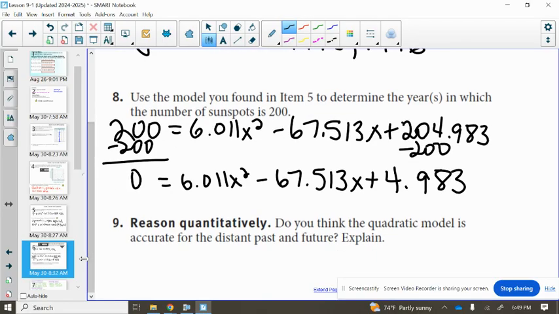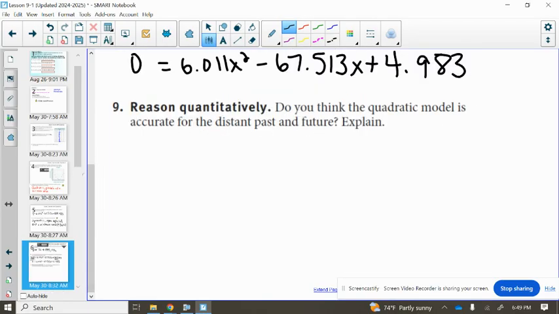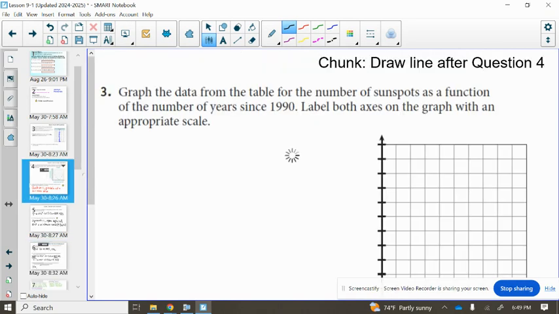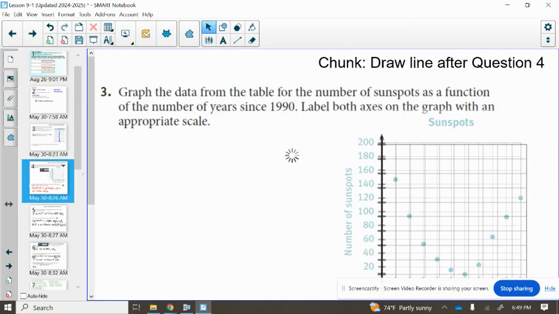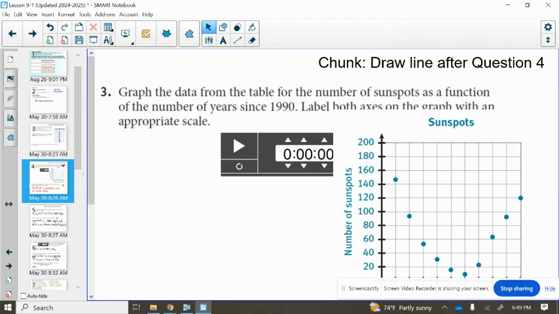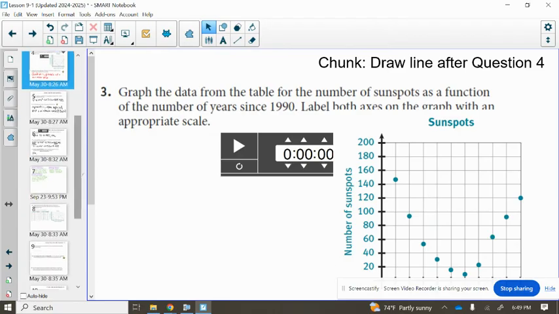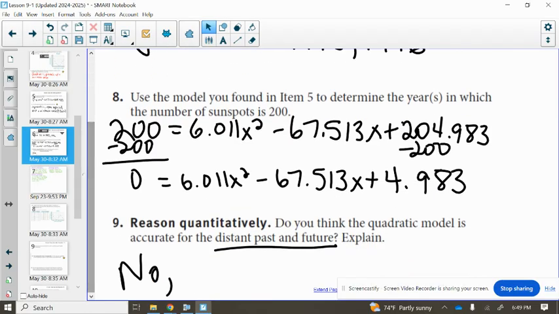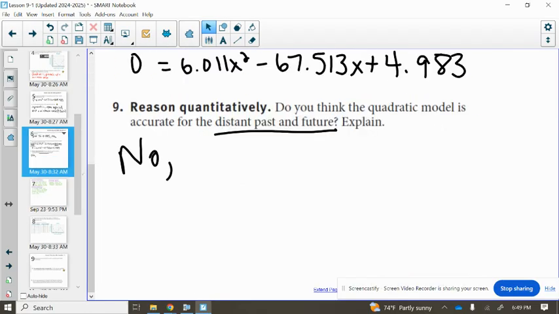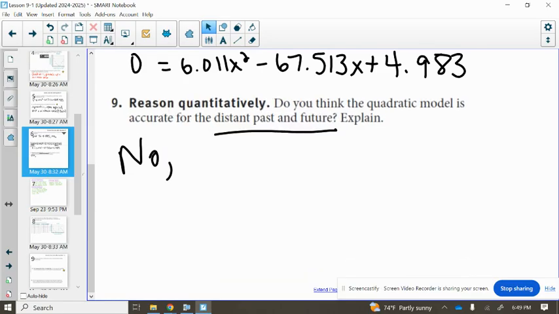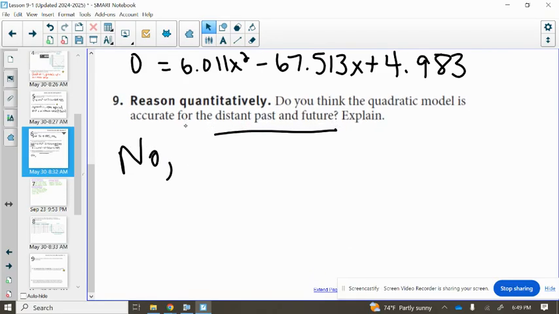Now, overall, do we really think that this quadratic is going to be the best fit for our data when it comes to the past and the future? Not really, because what's going to happen is if we go back to looking at this, our data is getting really, really large. The more negative this would get for the years prior, or the years in the future, it's also going to get really, really positive. So we would have an extremely large number of sunspots if we kept this model.